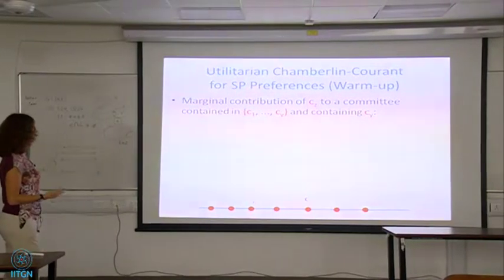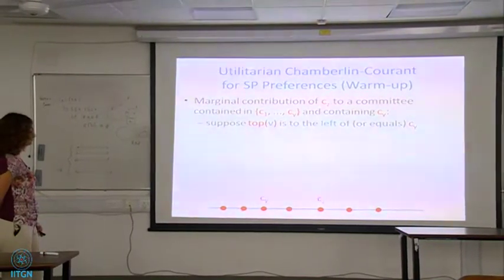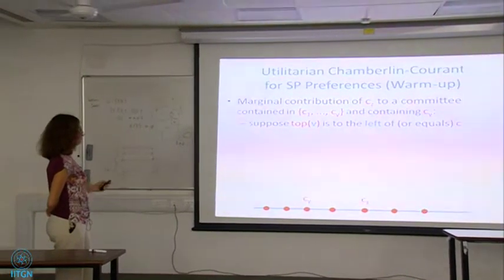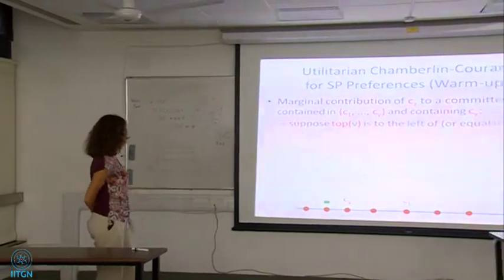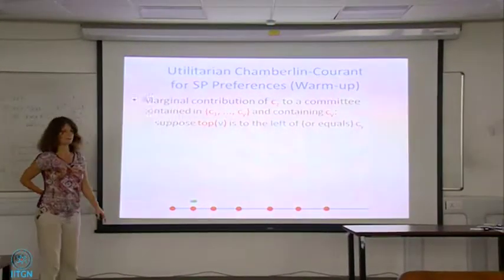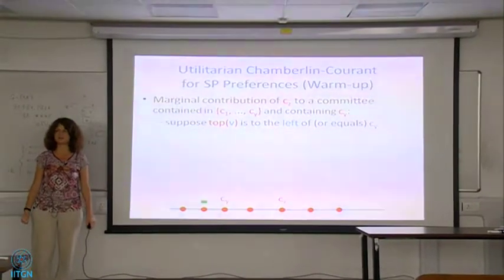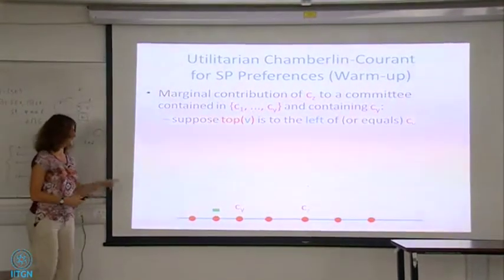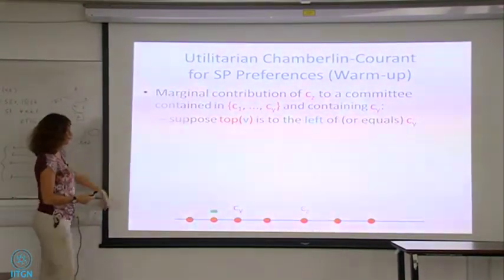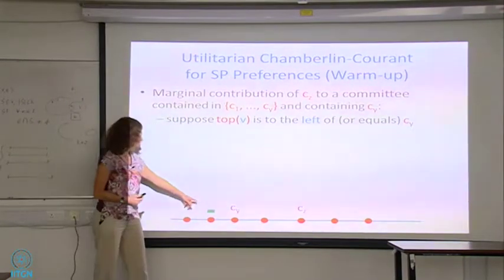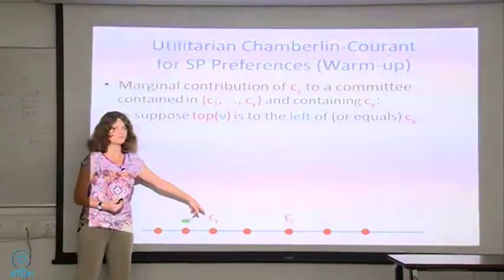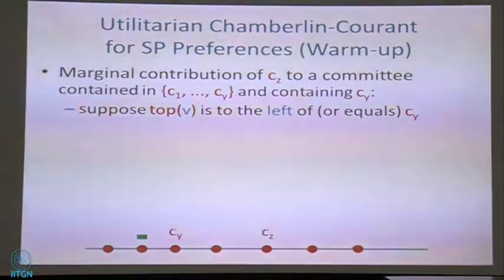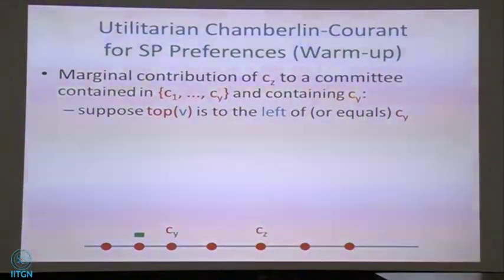Let me see what kind of impact this is going to have on the happiness of my voters. Voters come in two flavors, basically. I have voters whose top choice sits to the left of Cy. What is the impact of adding CZ to the committee on those voters? Nothing, because Cy is explicitly in the committee, and since their top choice is to the left, they prefer Cy to CZ. Because they only care about their top choice in the committee, CZ does nothing for them. So for those voters, the impact is 0.